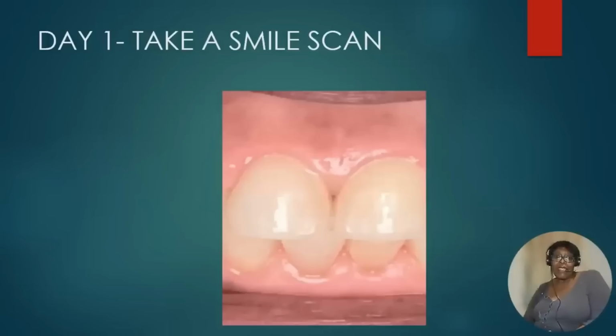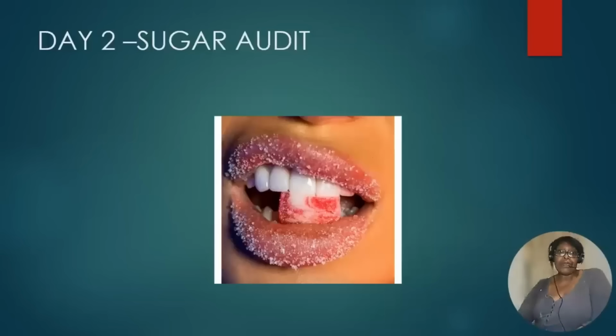The gums look healthy. It's not bleeding. So these are things you can see for yourself by taking a picture of your teeth and then analyzing it and asking yourself, what do I see? Using your own mobile phone.